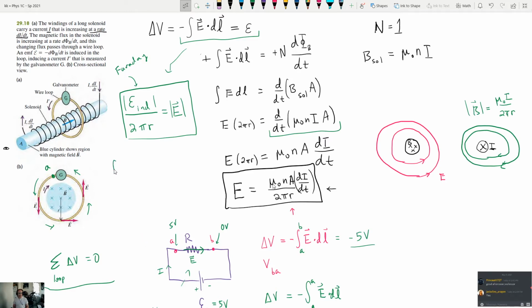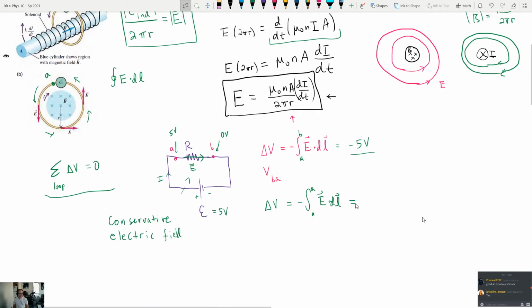Now, if we do the integral of E dot dl around a closed path, which is exactly what we did down here, this is technically the negative integral around a closed path of E dot dl. Down here, whenever E was a conservative field, we got 0, right? What do we get here, though?